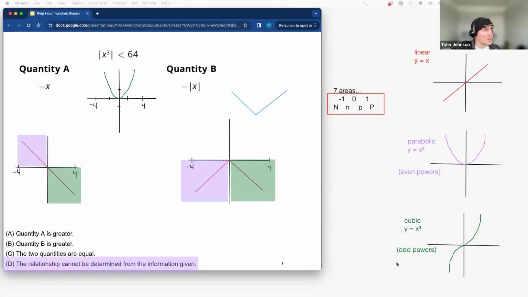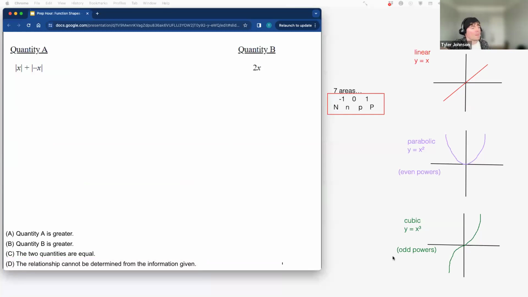Let's do one more of these involving absolute value. Here you go.